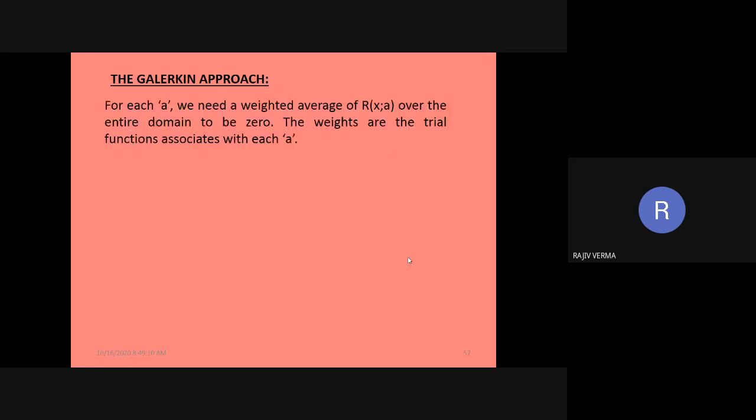In the Galerkin approach, the A's are the unknowns. For each A, we need a weighted average of the residual over the entire domain to be 0. This is what you need. The weights are the functions associated with A itself. This we had done yesterday, so we need not explain this again.